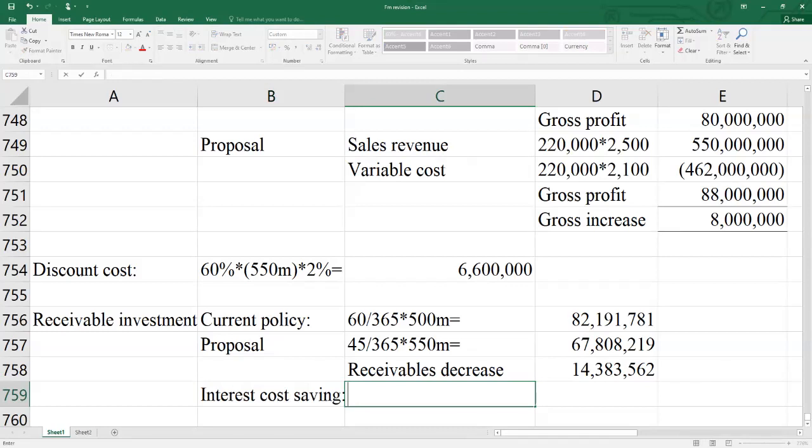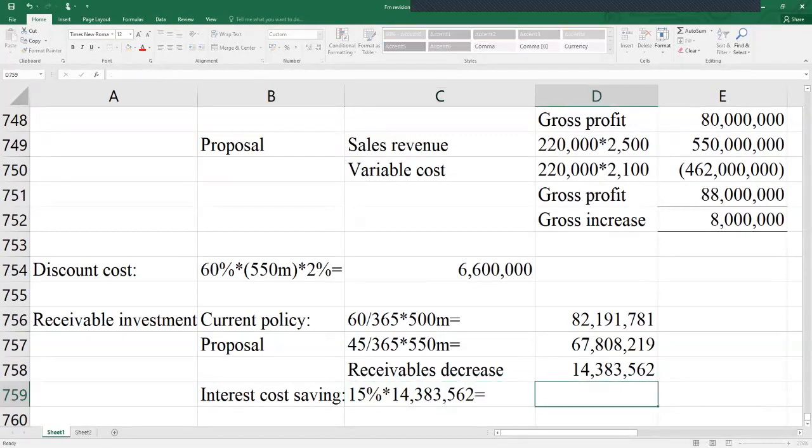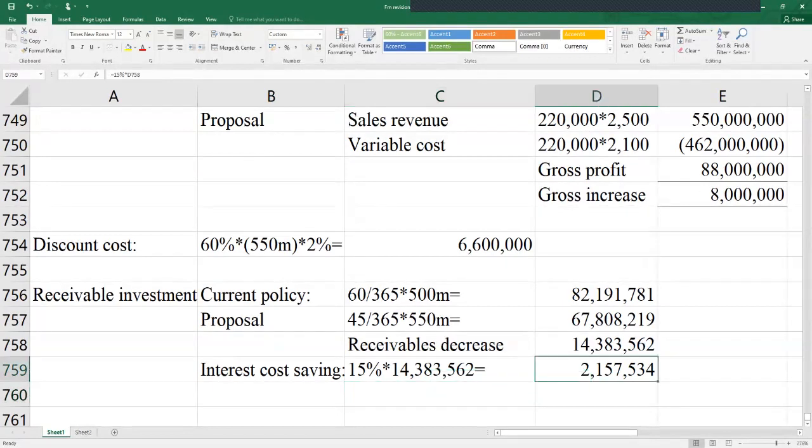So first, whoever finances you, in Roman 2, the company requires a 15% return on investment. So he is saying that for every investment they make, they need to get at least 15%. In short, whoever is going to give them money expects a return of 15%. 15% we multiply by the decrease, which in this case is 14,382,562. Therefore, the interest cost saving will be equal to 15% times the decrease, to give us a saving of 2,157,534, an annual saving you're making. Clear? Clear. Yes. That is it.